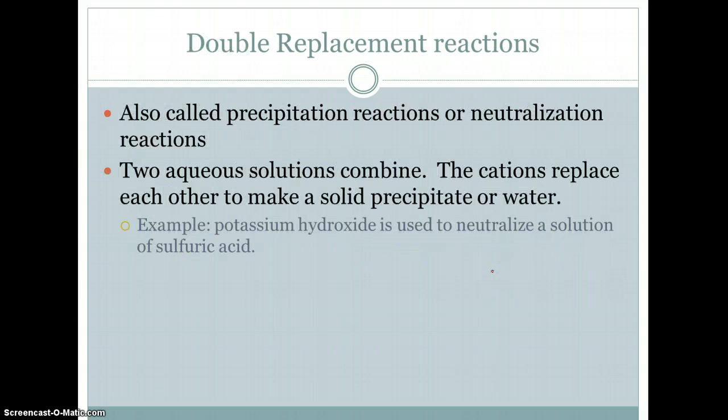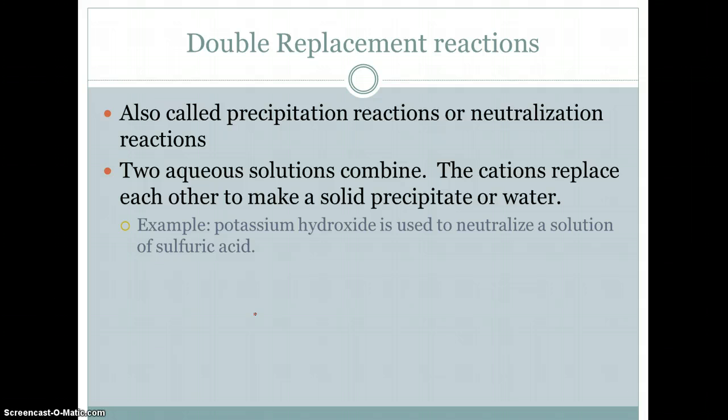And then in double replacement reactions, which are also called precipitation reactions or even neutralization reactions between an acid and a base, we have 2 aqueous solutions and the cations replace each other to make either a solid precipitate or to make water if it's a neutralization reaction. So our first example is a neutralization reaction.